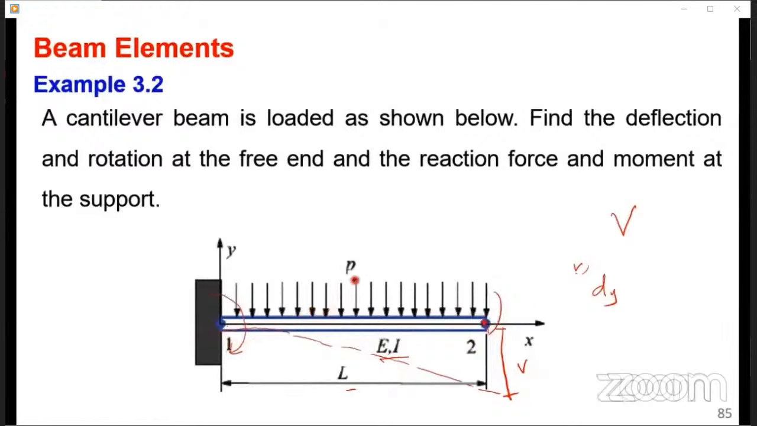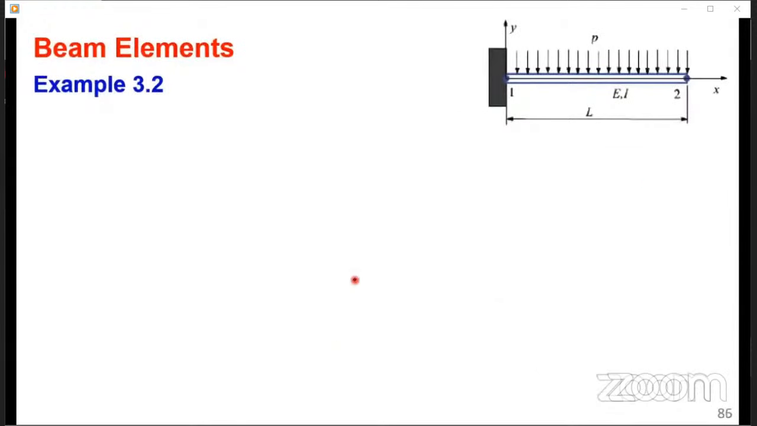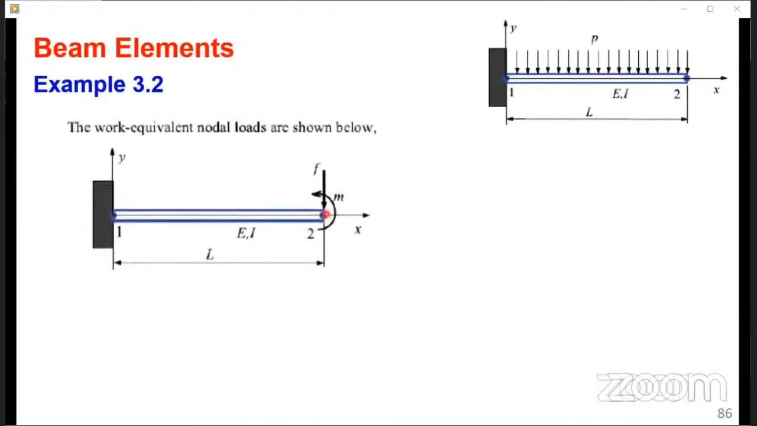Okay. So first things first, we resolve our applied loads, the uniformly distributed loads, using the work equivalence method to get the equivalent nodal loads. For the case of the applied load it is quite direct. We are going to get the load here, PL over 2, half of it coming on this end, and half of it coming here to the support. So this F is PL over 2, acting in the same direction as the load, because it will produce the same effect.